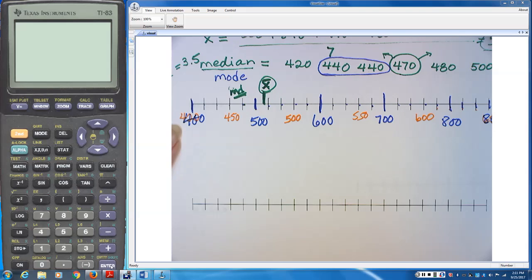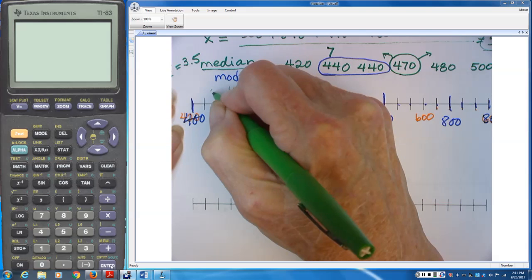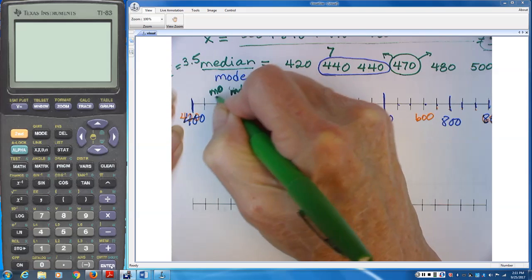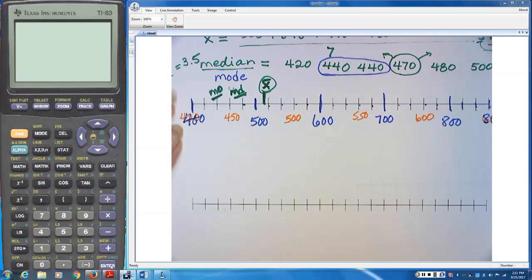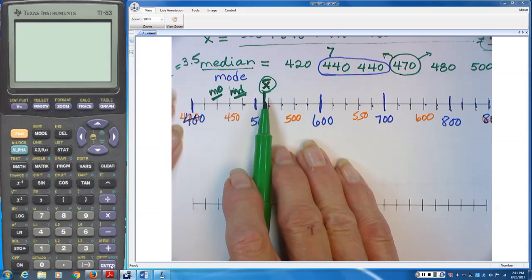Okay? Where's the mode? There's your mode. Okay? Mode, median, X bar. Does that look like the center of the data to you?